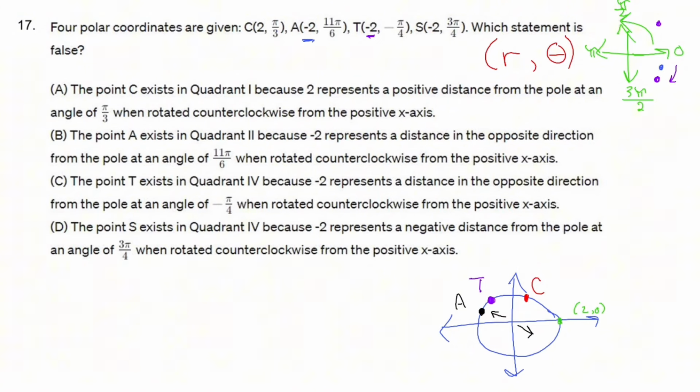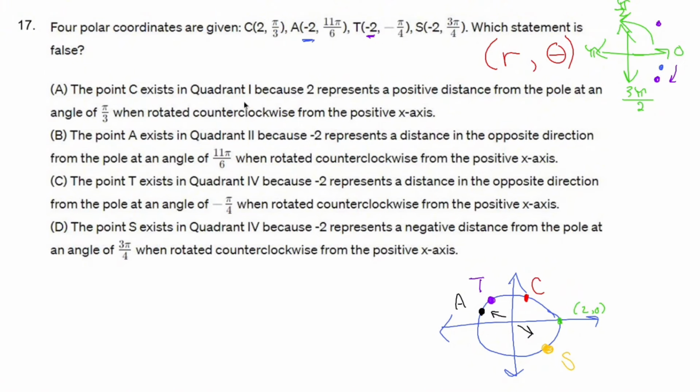S, I'm sure by now you're kind of getting the point. If you see a little thing pop up, that's me getting a different color. We're going with orange. 3 pi over 4 is right around here, but it's negative. So 3 pi over 4 lives here, but a negative distance puts me over there. That's my S. So let's see what they're asking and circle the one that's the lie.